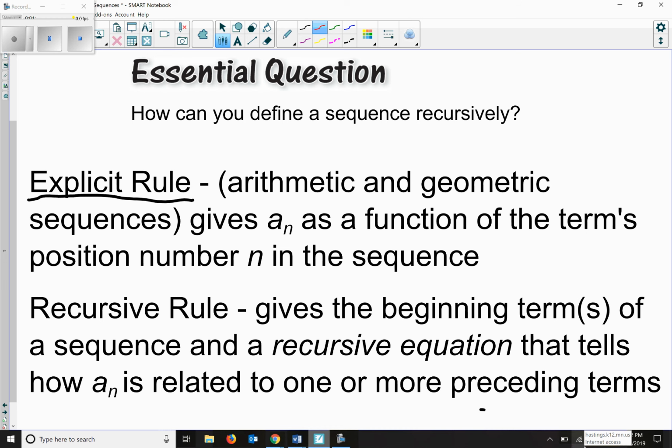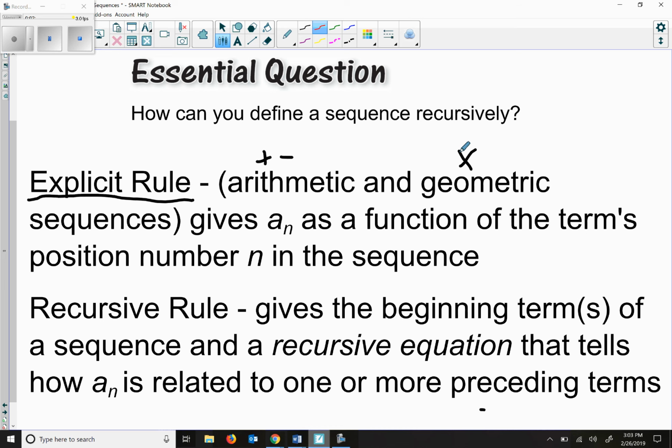The explicit rule goes with both arithmetic and geometric sequences. Remember, arithmetic is addition and subtraction, mainly addition, and geometric deals with multiplication. Instead of saying divided by 3, we'll say we're multiplying by 1/3 instead. For these sequences, it basically gives a sub n as a function of the term's position number in the sequence, so you're able to figure out the next term using the previous term, and so on and so forth.